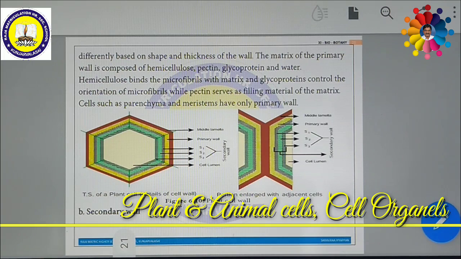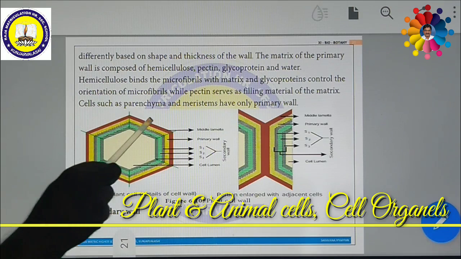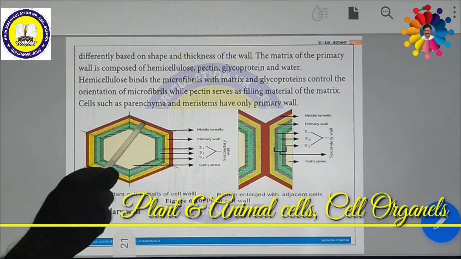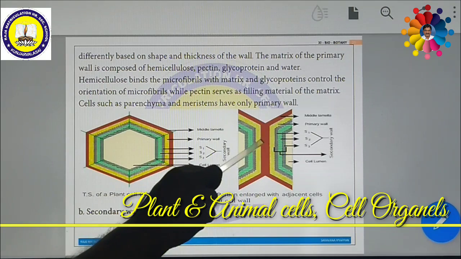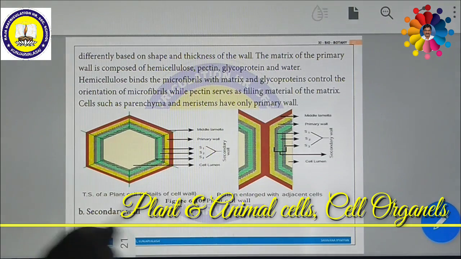If the secondary wall surrounds the pit, it is a bordered pit. If there is no secondary wall surrounding it, then it is called a simple pit. Then the middle lamella, primary wall, secondary wall, plasmodesmata and the simple and bordered pits are all combined together to form the cell wall. Then what are the functions of this cell wall?